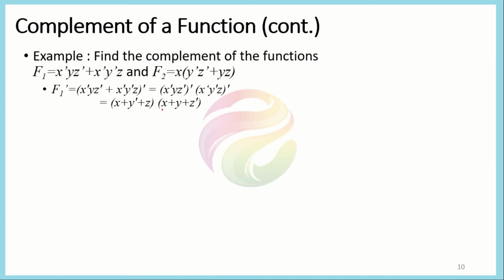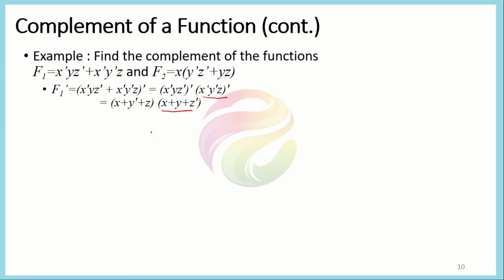Similarly, for the next term, we will perform the same thing. We put the values and take the whole complement. This is equal to taking the X double complement, which results again in X. We then take the complement of Y twice, which again results in Y. And then we need to complement the Z, which results in Z complement. In this way, we apply the De Morgan's law, which we discussed in the last slide, to calculate the complement of the function f1.